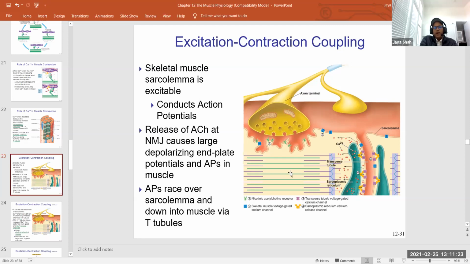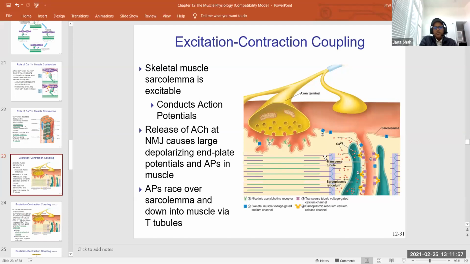And this calcium then binds with one of the proteins in the sarcomere. Which protein do these calcium ions bind with? Troponin. It binds with the troponin and then it moves the tropomyosin. So that's how this is the excitation up to here.